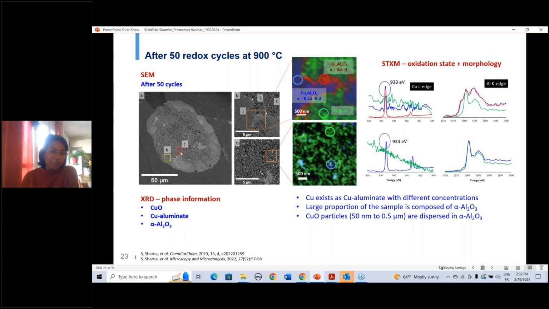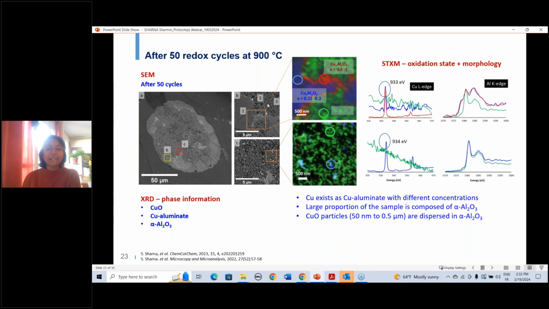Area 1, if we zoom in at this point, is composed of a compact shape, a mixture of copper and alumina. It is copper aluminate, still from the signature of the L-edge, but the amount of copper is lower, which we get from the EDS. Then we have area number 2, which is at the interface between this porous region and this compact region. This area is copper aluminate as well, but this time it's richer in copper.